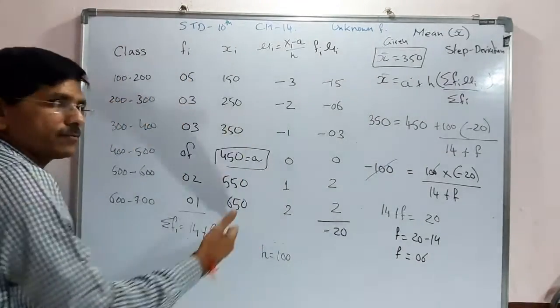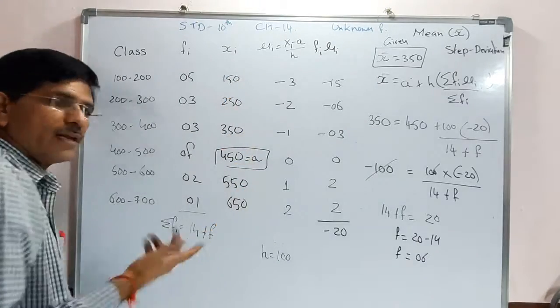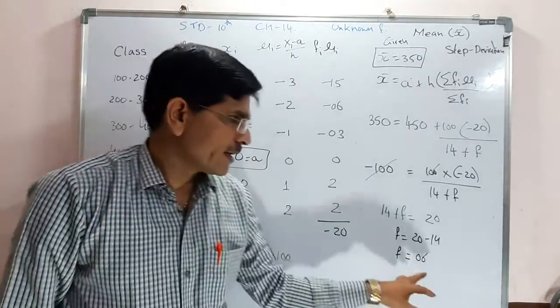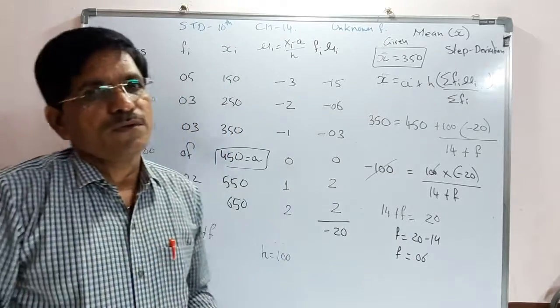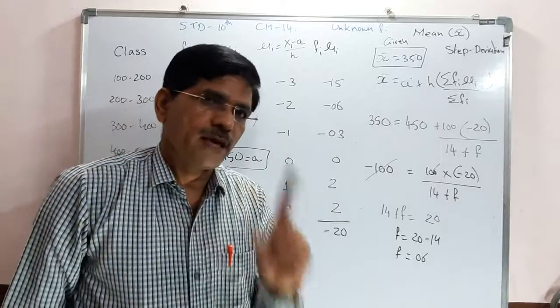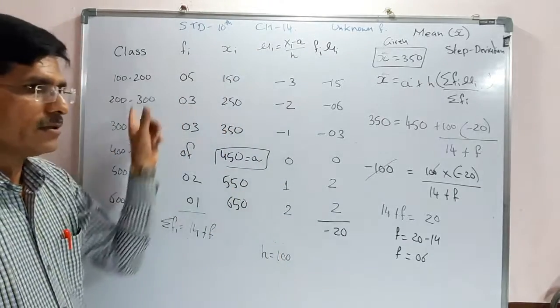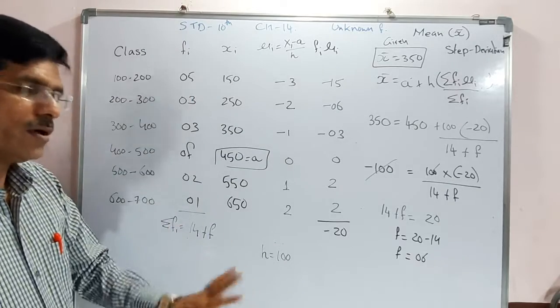Wherever you assume a, anywhere among 1, 2, 3, 4, 5 and 6, you can assume a anywhere, and every time you will get the answer 6. But how do you do it fast? You can do it fast if the unknown frequency f is given. You have to find it by applying this method. It is easy and more suitable.